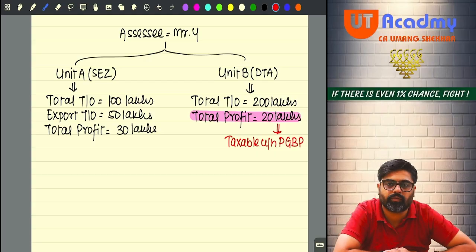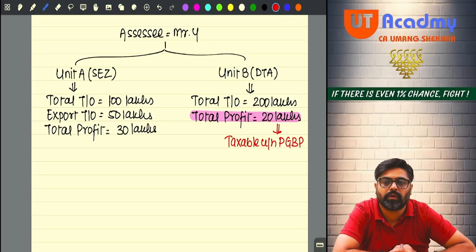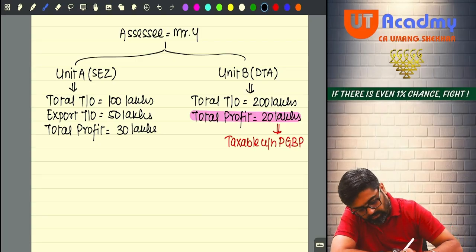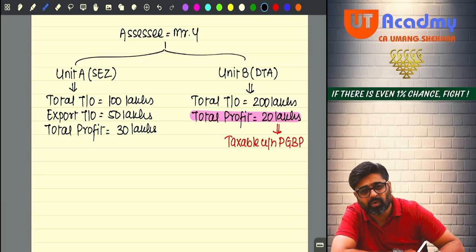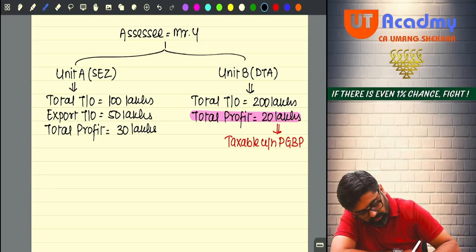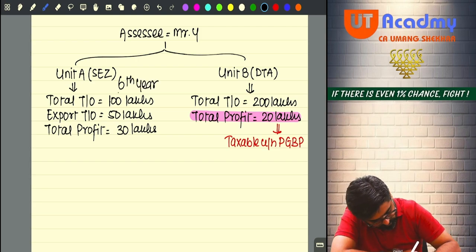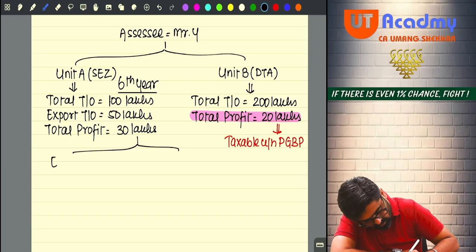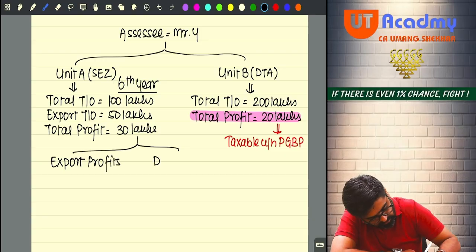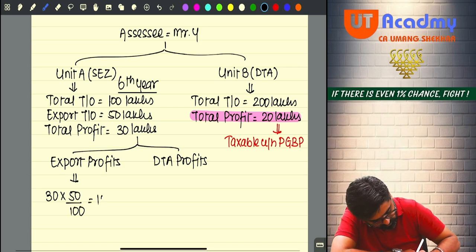Now out of the profits of unit A, can I say the details are given for previous year 24-25. So this is 6th year operation. Sixth year of operations. Out of this 30 lakhs, how much will be export profits? That I have to first calculate. Then my DTA profits will be there. Sir, export profits will be 30 into 50 upon 100 is equal to 15 lakhs.